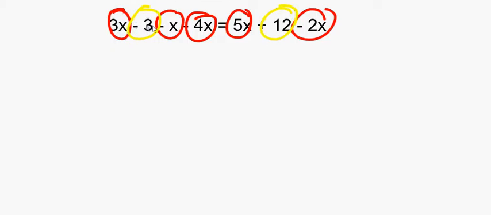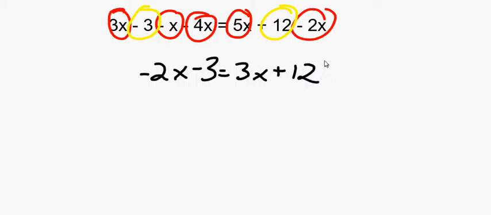Now combine 3 minus 1 minus 4. 3 minus 1 is 2. 2 minus 4 is negative 2x. Still minus 3. Don't lose it. 5 minus 2 is 3x. Don't forget your positive 12. What do I do next in eventually, hopefully, solving for x?